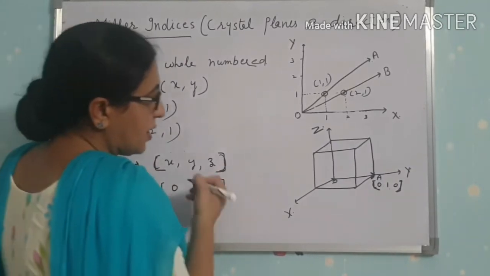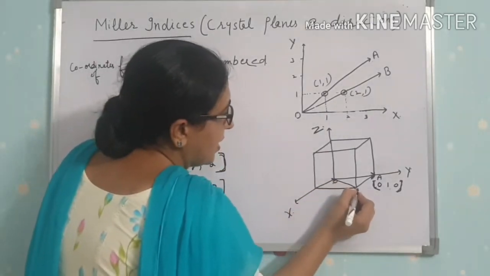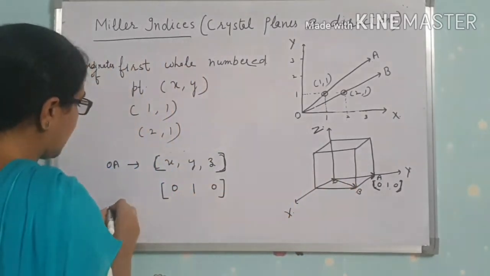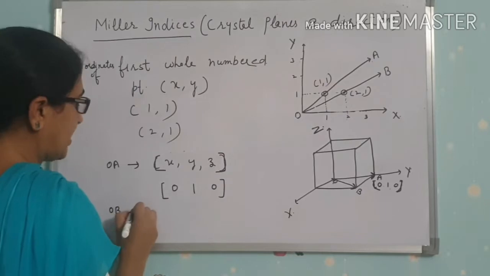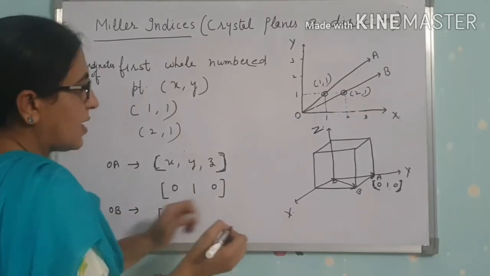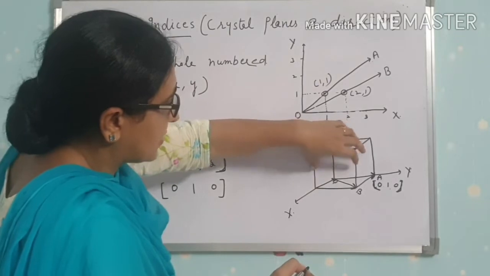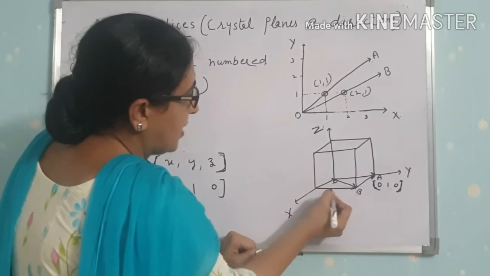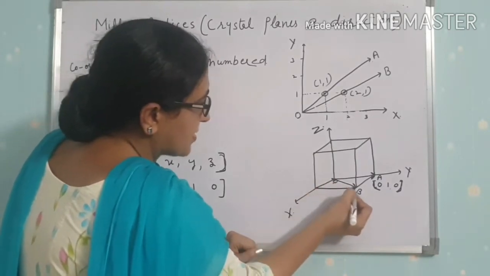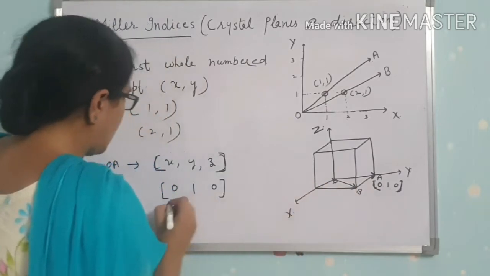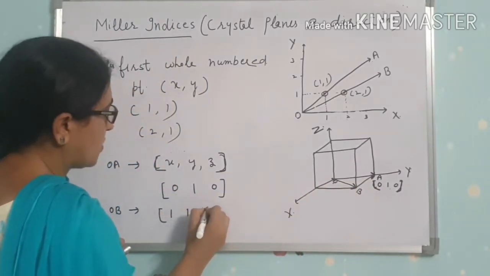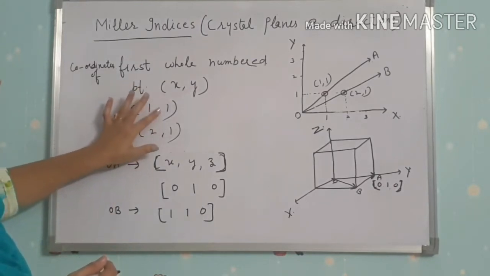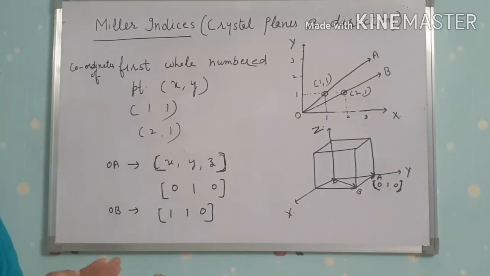And similarly, take another point. If we take this B and this arrow, this is another direction. So what are the coordinates of the first whole number point for OB? If we take where the unit cell cuts the x-axis and y-axis, that point is 1. So on the x-axis 1, y-axis 1 and z-axis 0. So it is 1, 1 and 0. Clear? You can skip commas, or you can also put commas.